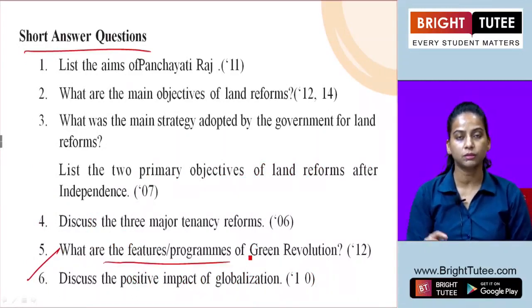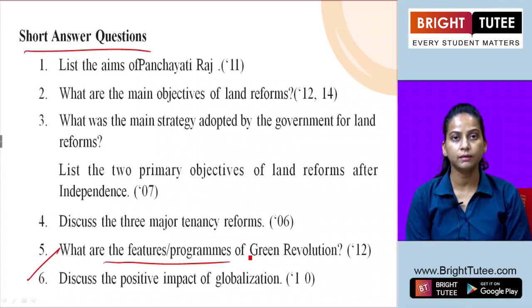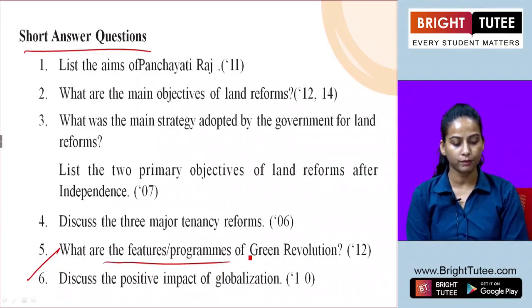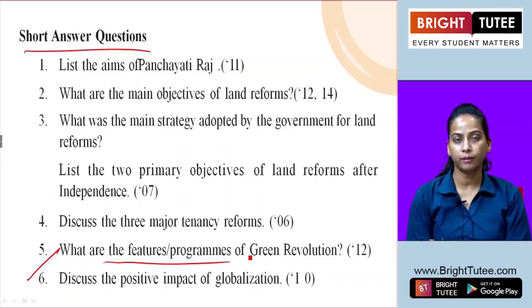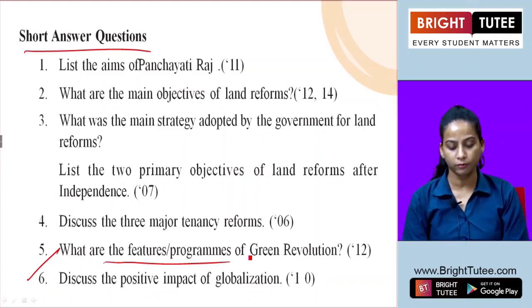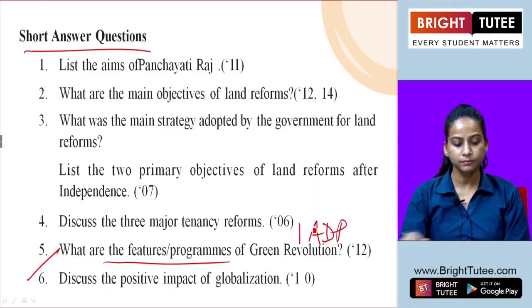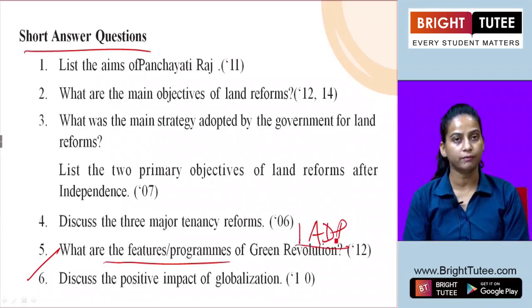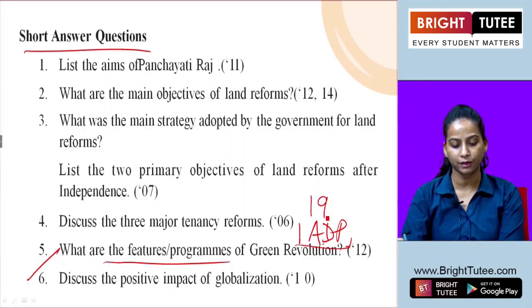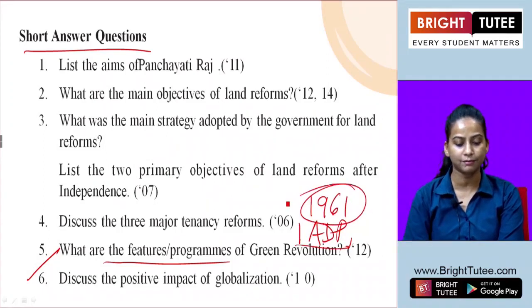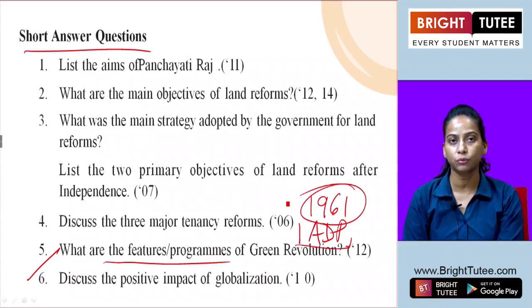Now under this short question answers, the question number 5, they have asked based on this topic what are the features or the programs of Green Revolution. So all the programs that were initiated under this Green Revolution, we have to mention. We'll talk about this Intensive Agricultural Development Program. We have to mention that name. The second one, we have to mention when it was started, that it was initiated in 1961 and also it is known as Package Program.